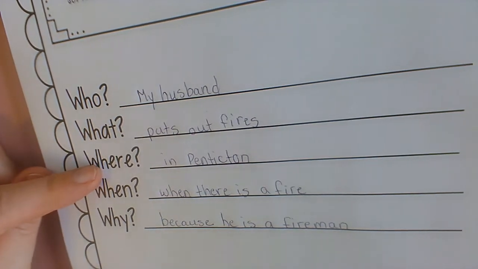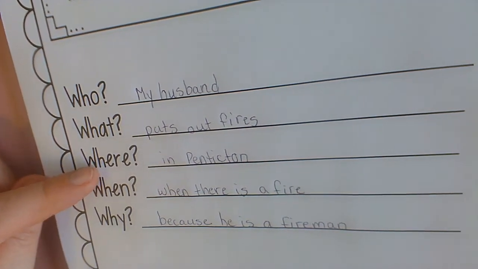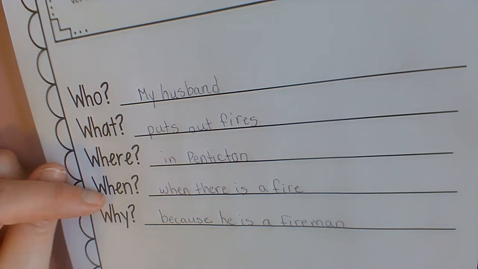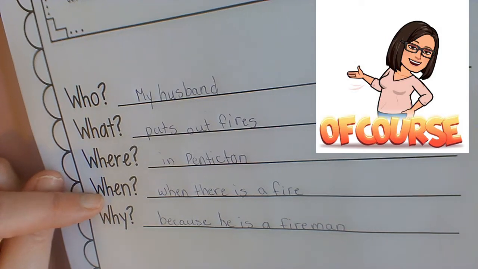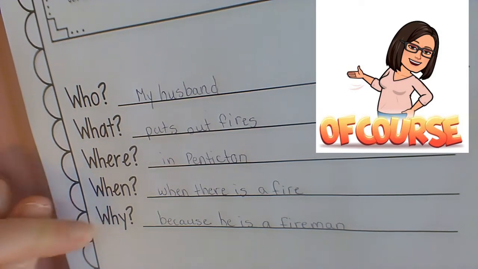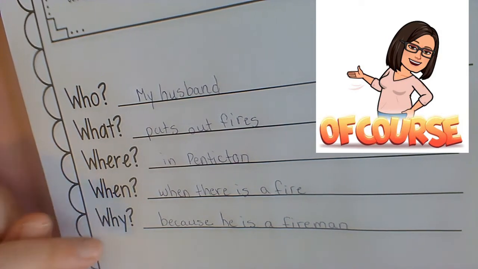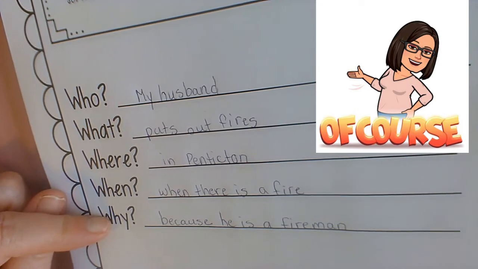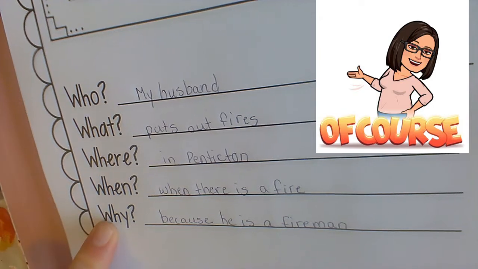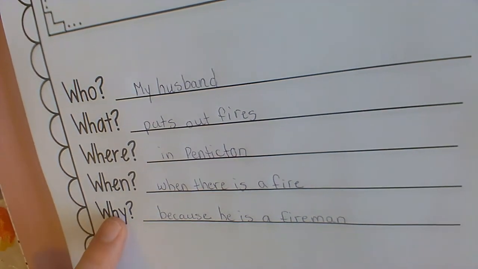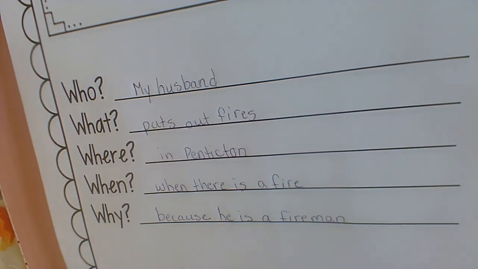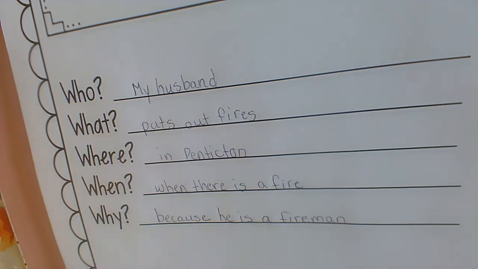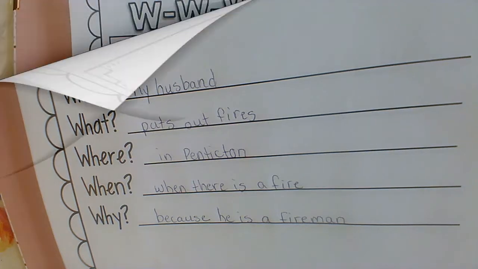Where does he do it? In Penticton, because that's where we live. When? When there is a fire. Well, yeah, of course that's when he puts out fires. So that one's pretty obvious. And why? Because he's a fireman. That one's pretty obvious too, and I'm sure there is a much more interesting way that I can do this. So let me put some thought into it and work on it a little bit, and I'll show you what I come up with as my final poem.